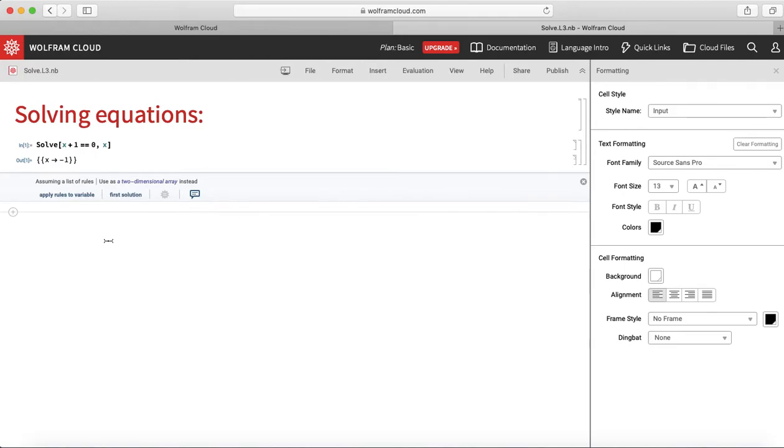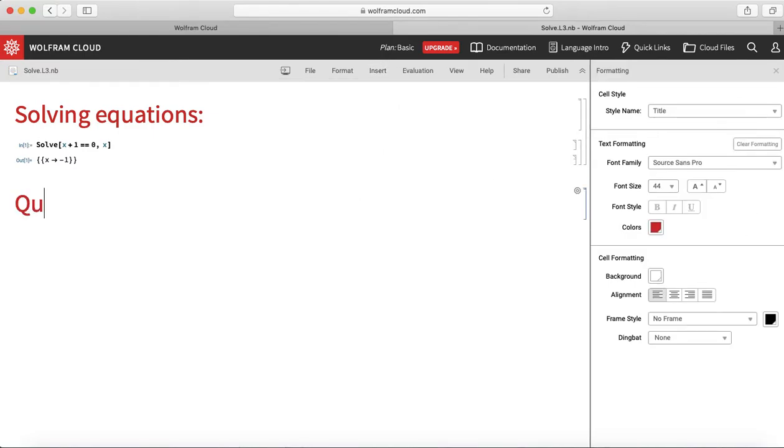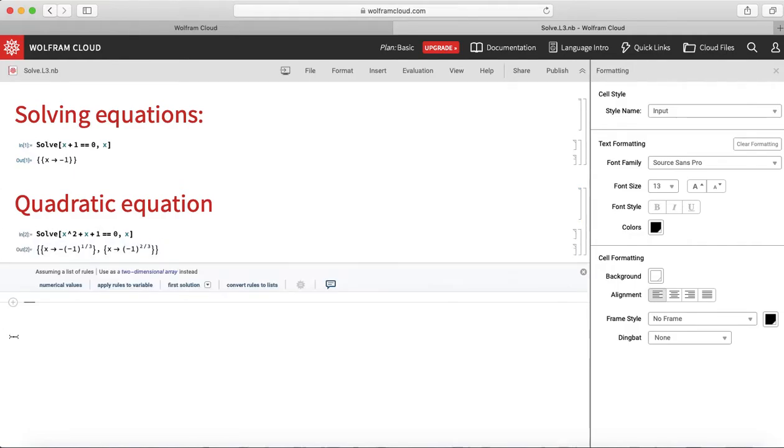Okay, now let us try to see another simple equation. Maybe we can take a quadratic. So I can just write here Format, Input, Title, and I can write quadratic equation. Let us take an example: x square plus x plus 1 is equal to 0. And then we would like to solve this for x. So here we get two solutions for x because this equation was a quadratic.